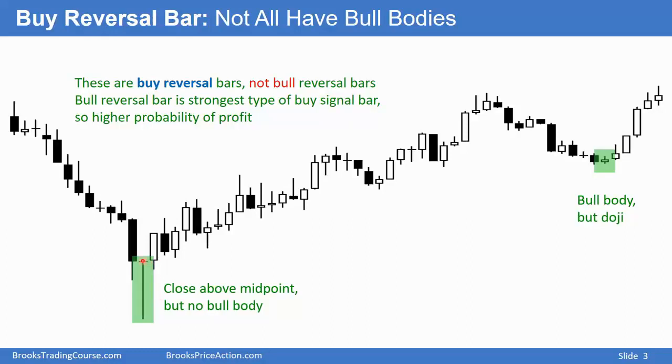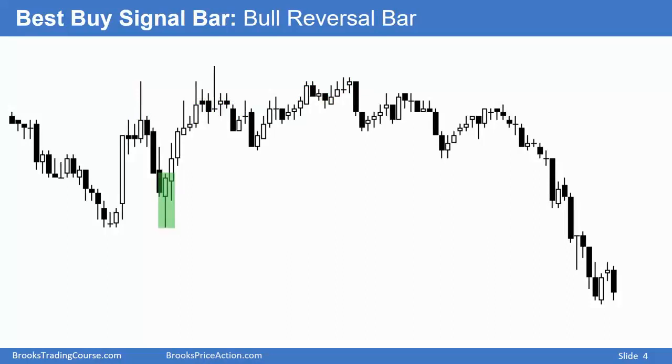Here we have a close above the midpoint, but no bull body. It did, in fact, lead to a very profitable trade. Here we have a bull body, but it's a very small bar. It's a doji. So not an ideal bar either, but still led to a profitable trade. What's the best type of buy signal bar? Well, a strong bull reversal bar.